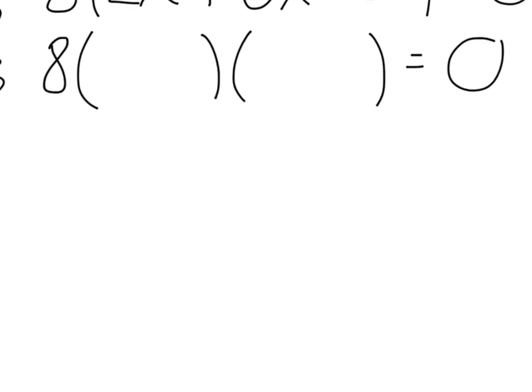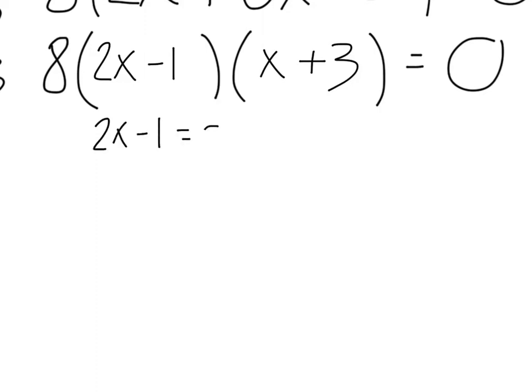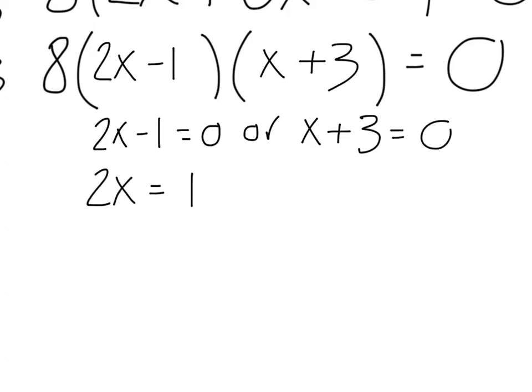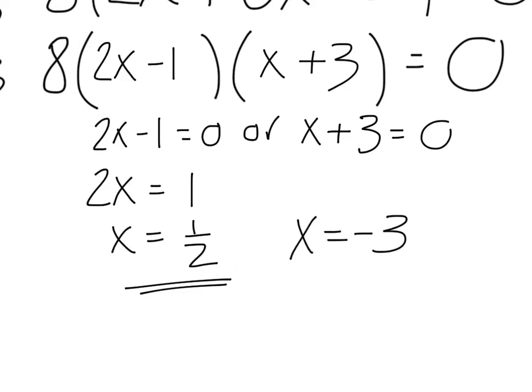So in our brackets we have 2x minus 1 and x plus 3. So that means either 2x minus 1 equals 0 or x plus 3 equals 0. For the first one, 2x equals 1, which means x equals 1 over 2, or 1/2. Or for the other one, x plus 3 equals 0, which means x equals negative 3. And those are our 2 possible values for x, so that h of x equals 4.